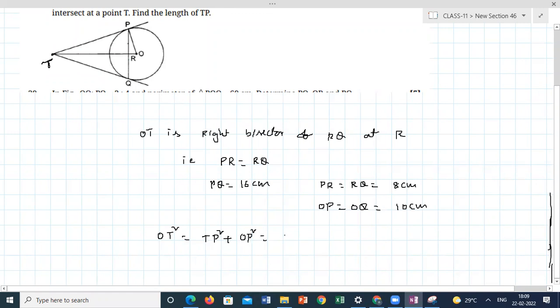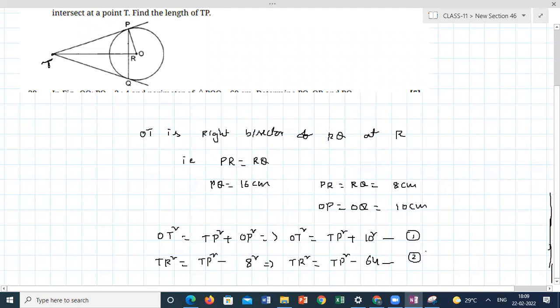That is TP square, we don't know. OT square also I don't know. So from here, OT square is equal to TP square, which I have to calculate, plus 10 square. This is my first equation. Same as if I am applying to TR square, TR square can be written as TP square minus 8 square. That means TR square is equal to TP square minus 64. This is my second equation.